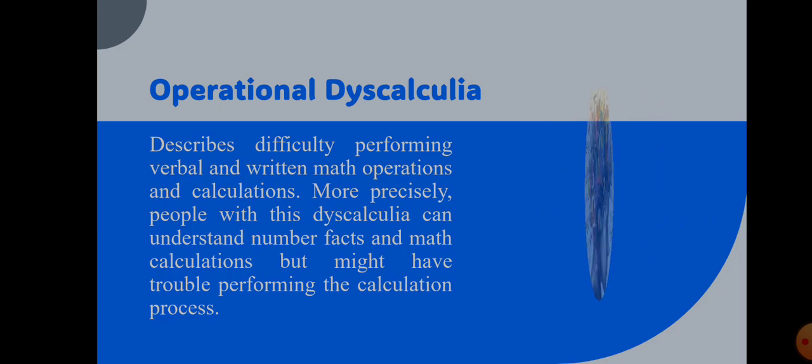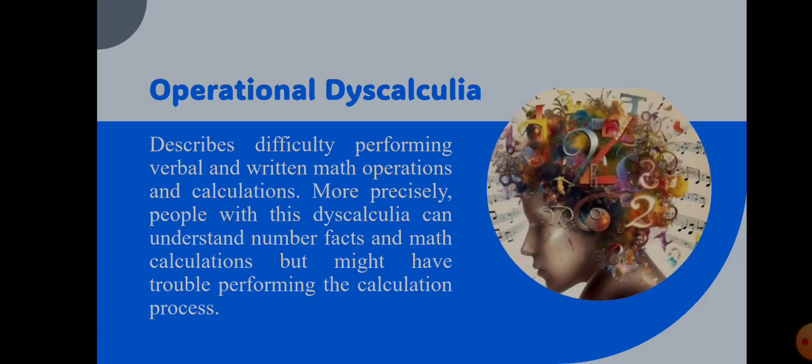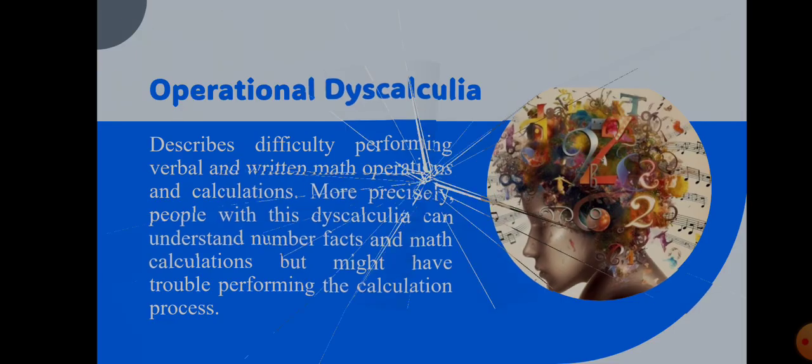And the next is operational dyscalculia. Here it describes difficulty in performing verbal and written mathematical operations and calculations. More precisely, people with this dyscalculia can understand numbers and math concepts but might have trouble performing the calculation process. They have difficulty with the step-by-step method.